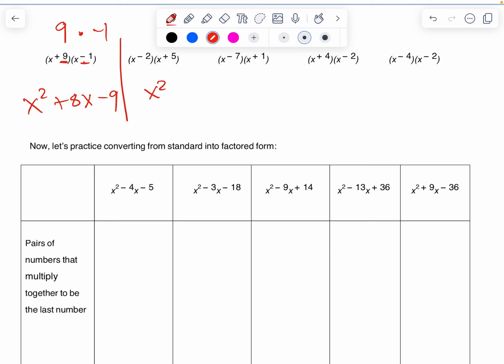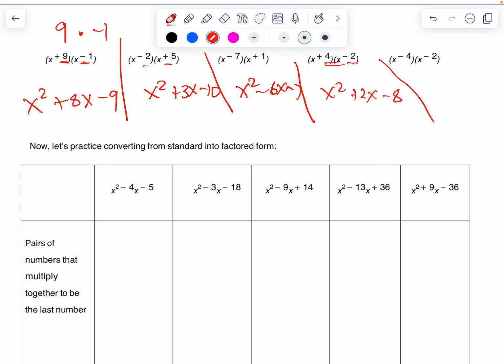This guy is going to be x squared. Negative 2 and 5 is going to be positive 3x minus 10. We've got x squared minus 6x minus 7. And we've got x squared, 4 minus 2 is positive 2x. 4 times negative 2 is negative 8. And the last one, we got x squared minus 6x. Positive 4 times negative 2 is positive 8.